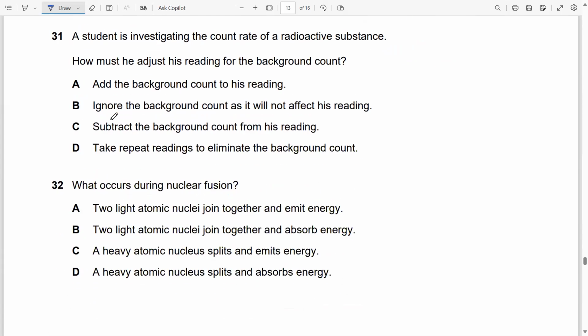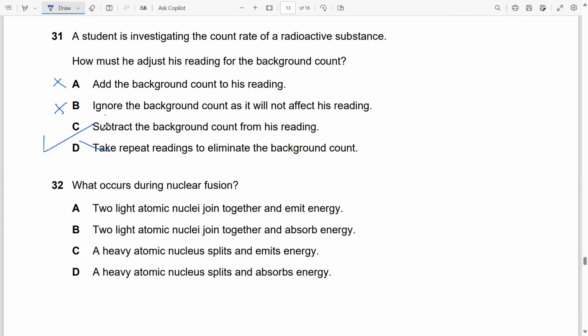Question 31. The student is investigating count rate of a radioactive substance. How must he adjust his reading for the background count? Add the background count to his reading? No. Ignore the background reading, as it will not affect his reading? Wrong, because if there is background count, it will affect the reading. Subtract the background count from his reading. Correct. So option Z is the correct one. You will take the reading, then you have to subtract the background count.